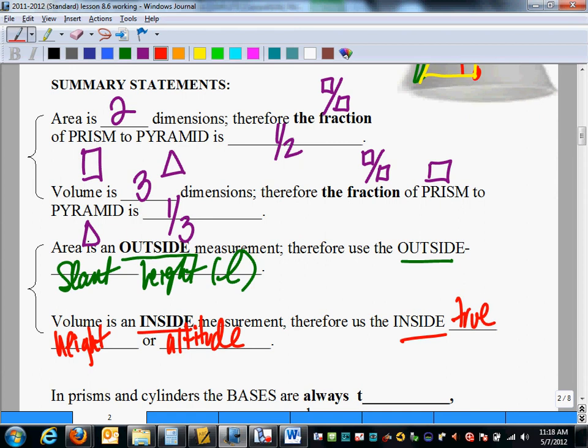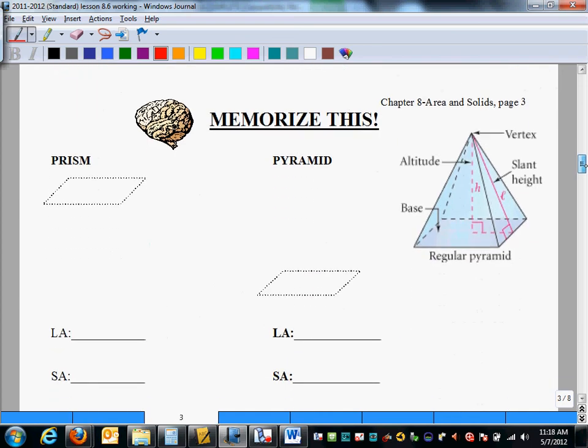Okay, next, I want you as teammates quickly. Area is an outside measurement. Therefore, use the outside slant height. Volume is an inside measurement. Therefore, we use the inside true height. Next page. That is going to explain why these equations change.